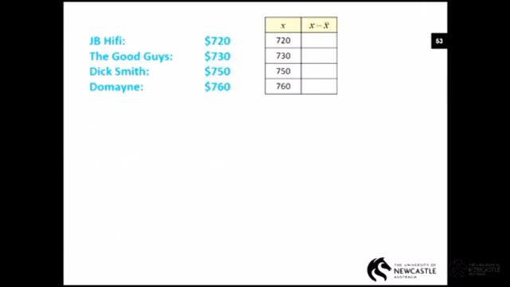So there's me saying all the scores. The data in this experiment was 720, 730, 750, 760. X minus X bar just says get your score and take the mean away from it. This is a system to try and work out how big our differences are. Since the mean was 740, for every score, what's that score minus the mean? 720 minus 740 is minus 20. 730 minus 740 is minus 10. 750 minus 740 is 10. And 760 minus 740 is 20.